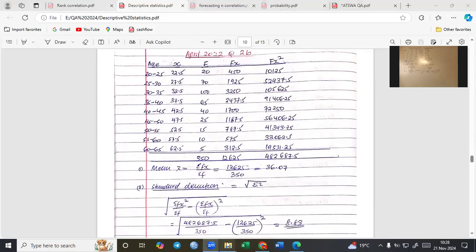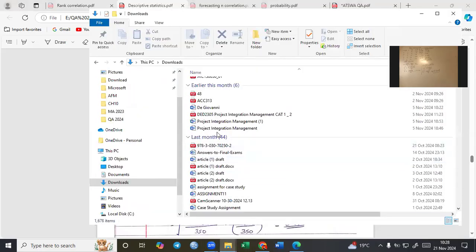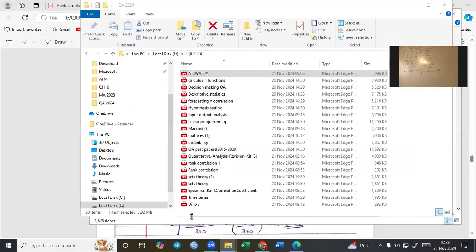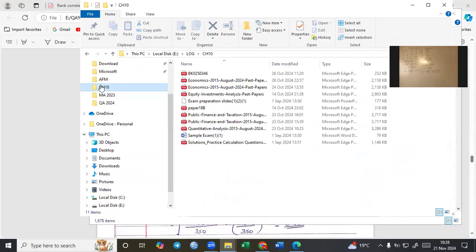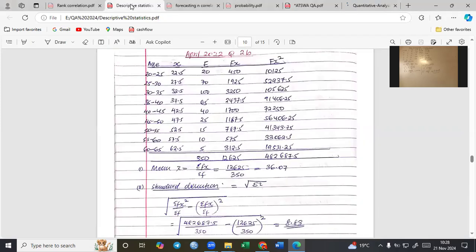So let us open our past paper. Here it is, QA past paper. Just a moment. Now, we shall make use of this formula as our shortcut method. But remember, you can use other methods.